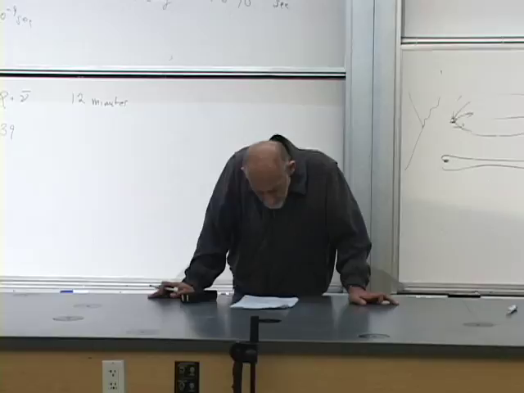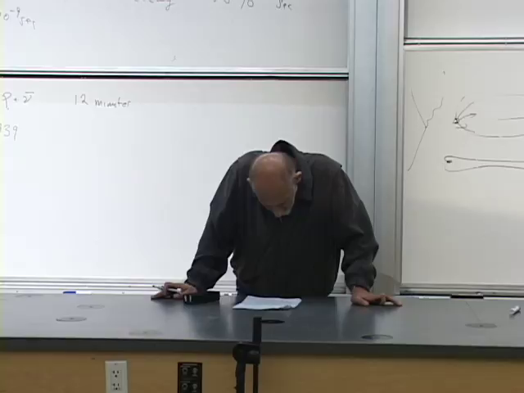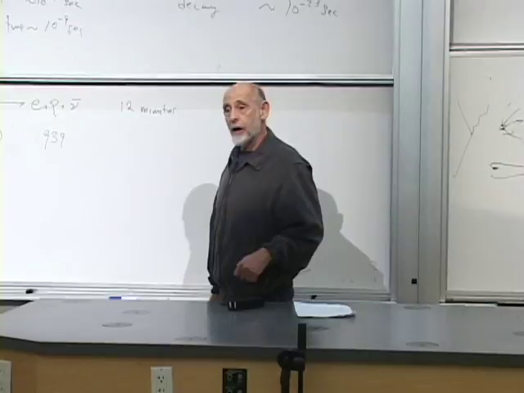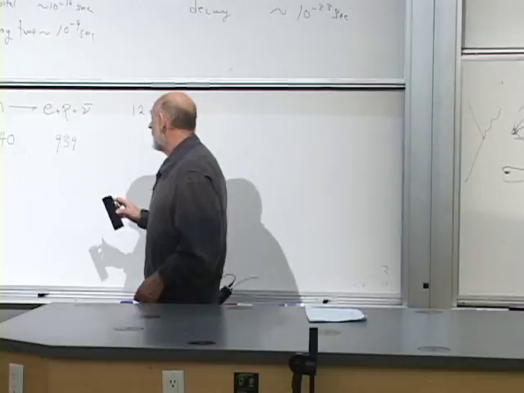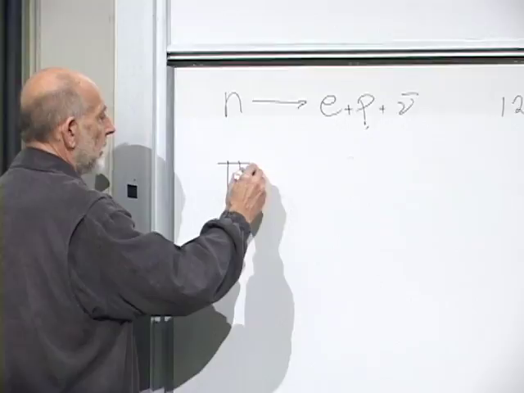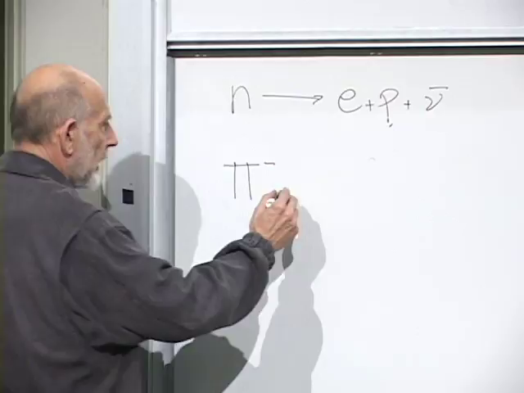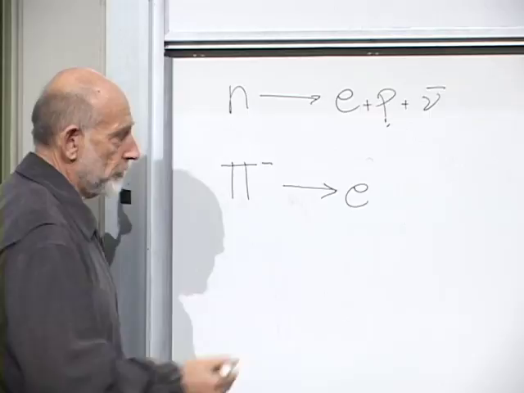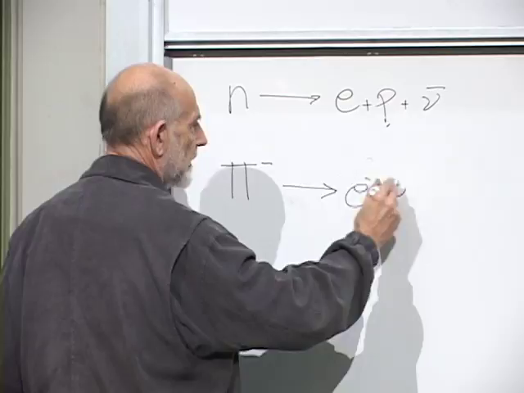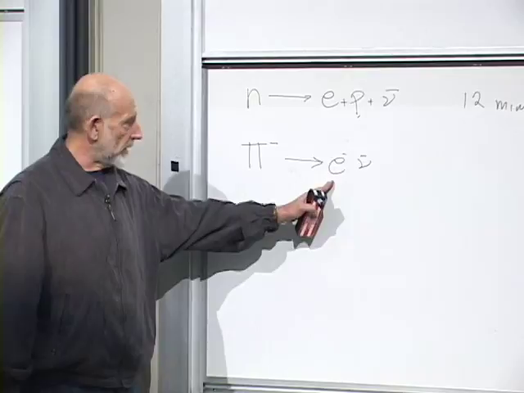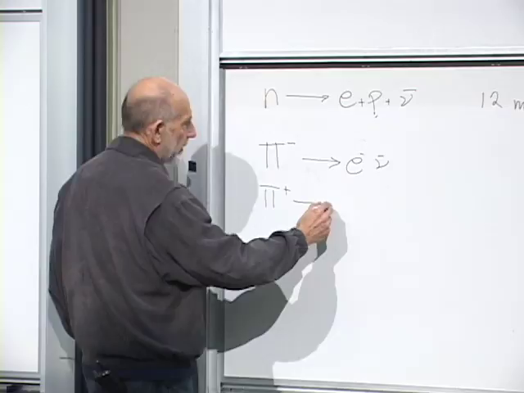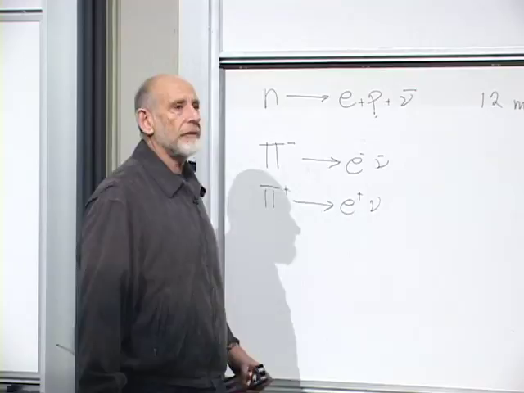Another example. Another example of this is called a weak decay. For obvious reasons, it's called a weak decay. Another example is a charged pion. Let's say a pi minus. A charged pion decays to an electron, which has negative charge, and an antineutrino. That's another possible decay. A positively charged pion could become a positron and a neutrino. The lifetime for that, I believe, is about 10 nanoseconds.